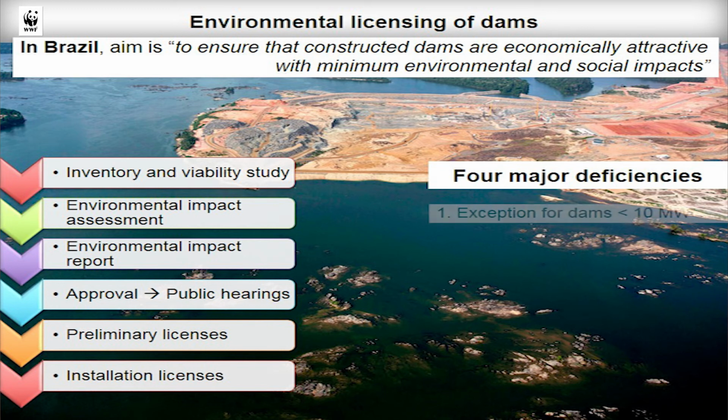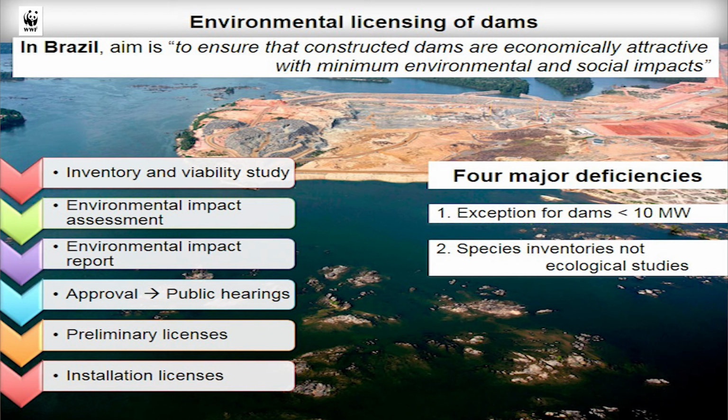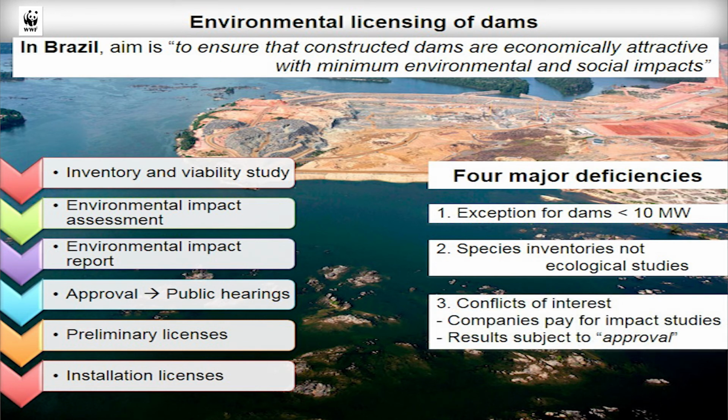Number one is that it exempts dams smaller than 10 megawatts in size. In Brazil alone, there are hundreds of dams smaller than 10 megawatts in size, which altogether can easily cause more harm to the environment than one or a few large hydroelectric dams. Second deficiency, the bulk of the environmental impact assessment studies are in fact species inventory lists. They are not so much critical ecological studies based on ecological hypotheses that aim to evaluate the impacts on the environment. Third, the entire process is riddled with conflict of interest.